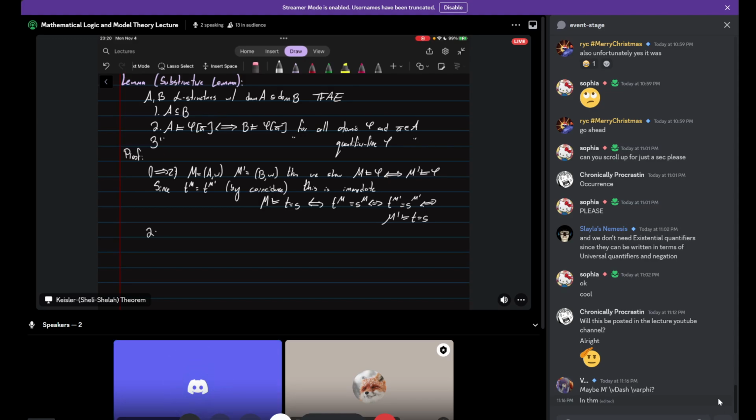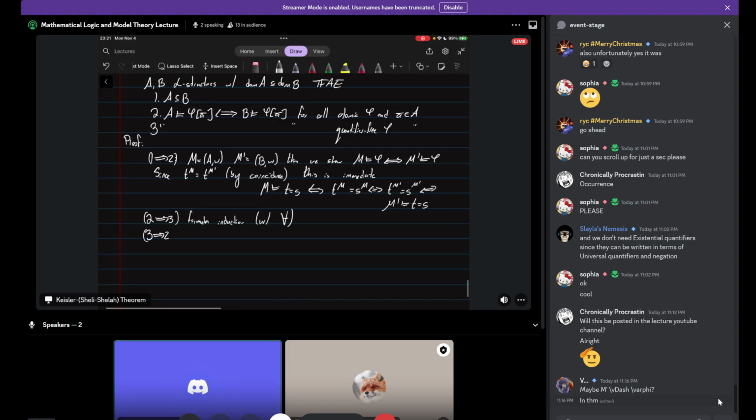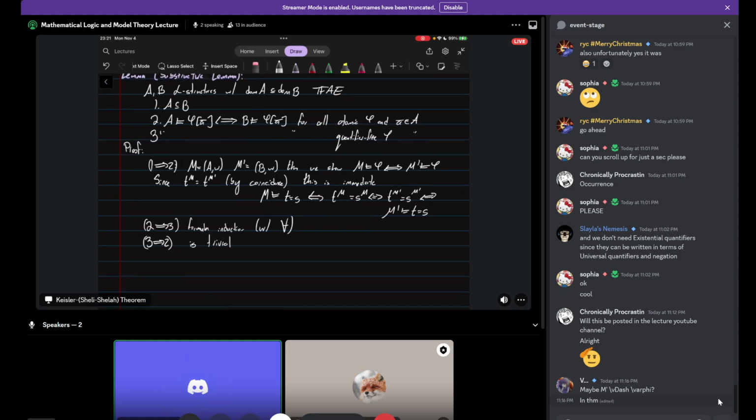2 implies 3. This is just because of quantifier-free formulas. It's by formula induction, formula induction without the universal quantifier. Okay. Now 3 implies 2 is trivial, right? Because atomic formulas are quantifier free.